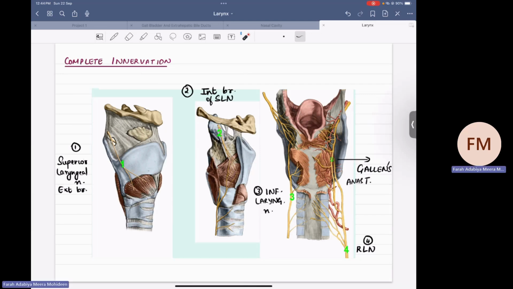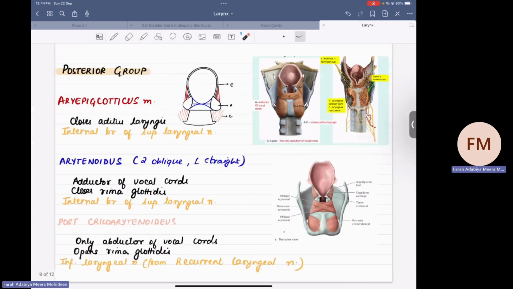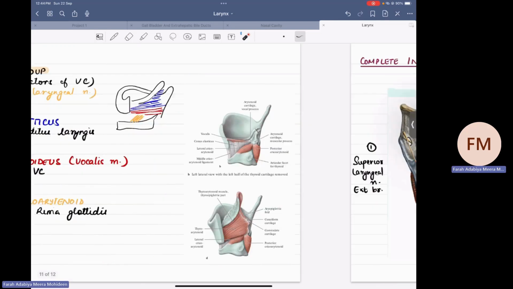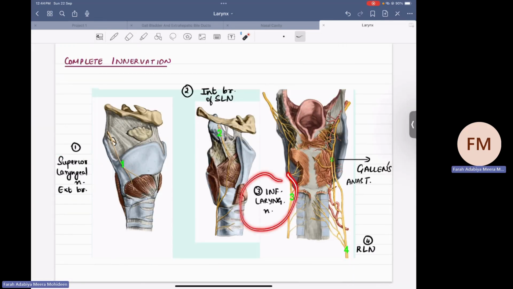This is the overview of all the nerves that supply your larynx. It's majorly your superior laryngeal nerve, which has an external branch that supplies your anterior group muscles, and an internal branch that supplies your posterior group muscles. And then you also have an inferior laryngeal nerve that also supplies one of the posterior group muscles and branches from your recurrent laryngeal nerve. You can also see an important anastomosis here, which is called Galen's anastomosis.